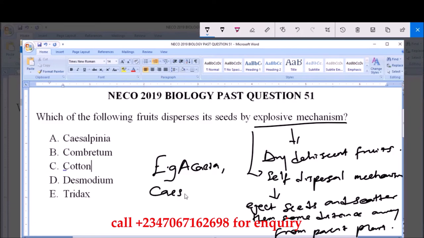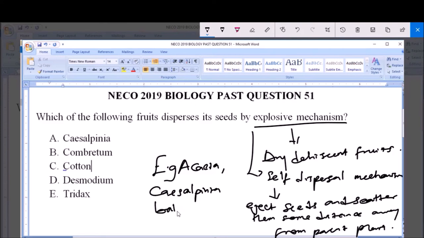the castalpinia, the balsam fruits, and the oil bean fruits. And from our options here, you see that option A is castalpinia. So castalpinia is a fruit that disperses its seeds by explosive mechanism, and that is the answer to this question: A, castalpinia.